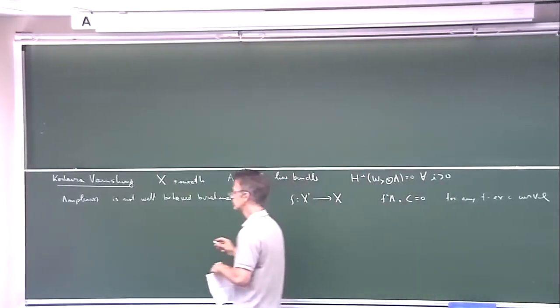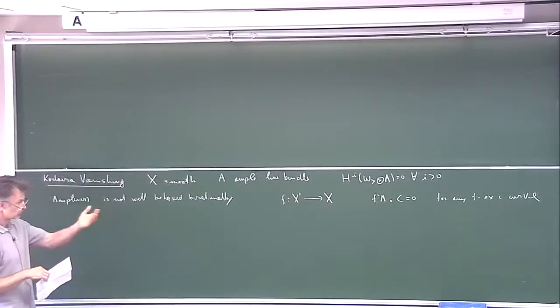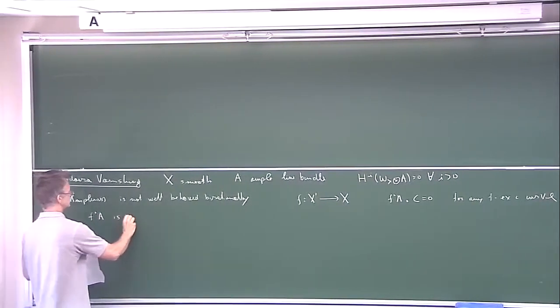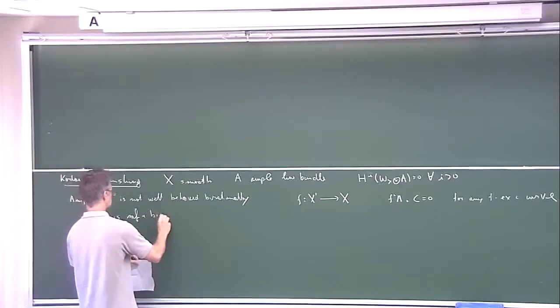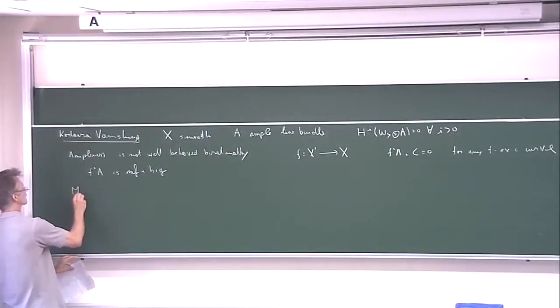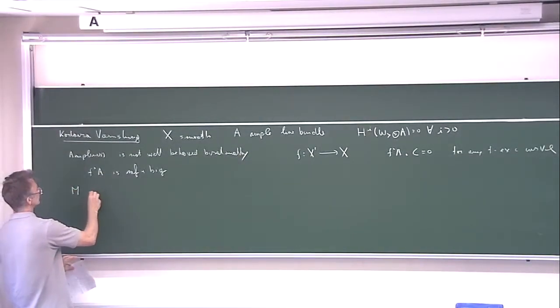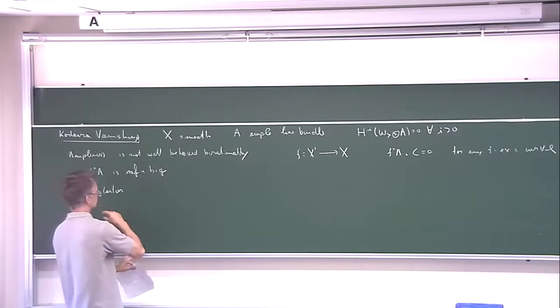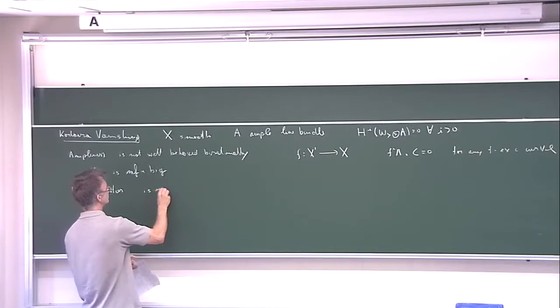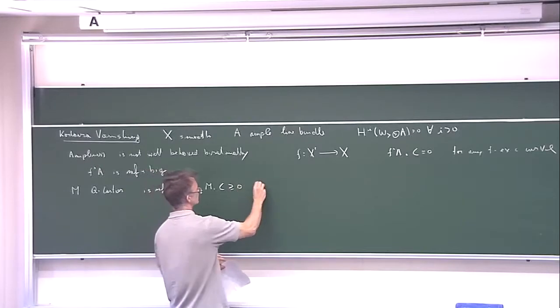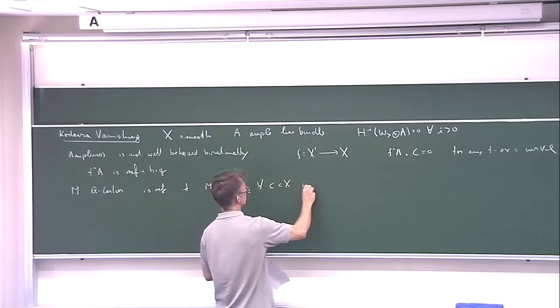Nevertheless, what will be true is that the pullback of A will retain some positivity properties. The pullback of A is nef and big. Let me first remind you what nef and big means. Let's say M, in general, it could be Q-Cartier, maybe even R-Cartier if you prefer. Some of these things you have to state slightly differently. So M Q-Cartier is nef, as you well know, if the intersection with any curve is always non-negative, for any curve C in X.